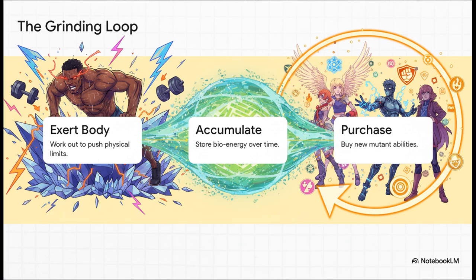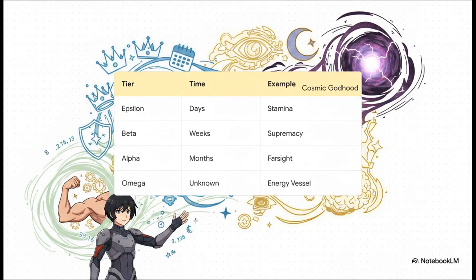That energy funds the purchase of new superpowers, which then allow him to push his body even further, generating energy even faster. It's the ultimate grinding loop. He's literally turning physical sweat directly into supernatural potential. And he approaches this with a super rigid economy. He organizes his power purchases into strict tiers: epsilon, beta, alpha, and omega. To put that into perspective, an epsilon-level power, like peak stamina, might take a few days of energy to afford. Beta takes weeks, and alpha takes months.